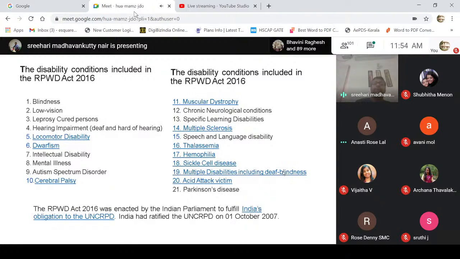So this is all about the RPWD Act, which is the central key pillar that we'll be talking about for the next 20 minutes.